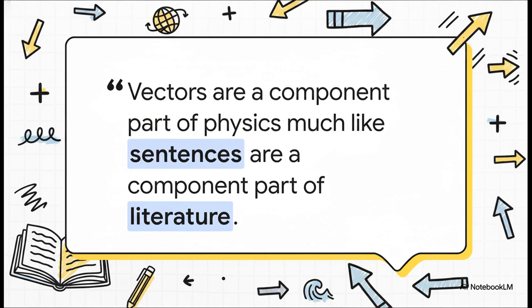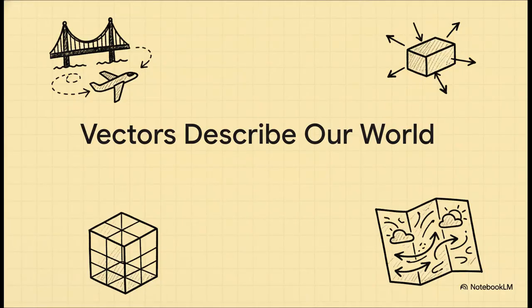I mean, you can't write a book without sentences, right? Well, you really can't do physics without vectors. They are the fundamental building blocks for describing motion, forces, fields, you name it. And their applications are literally everywhere. We're talking about calculating the forces on a bridge to make sure it's safe, navigating an airplane through the sky, creating the 3D models you see in movies and video games, even forecasting the weather by tracking wind patterns. Vectors are the hidden language that makes all of this stuff possible.